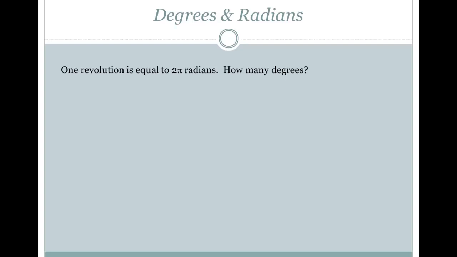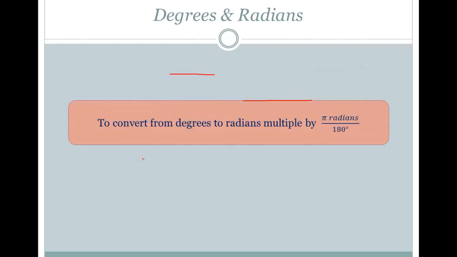Let's talk about converting from radians to degrees. You should understand that 1 revolution is 2 pi radians, and that's 360 degrees. I can use that fact to say that pi radians is equal to 180 degrees, and use this to convert between radians and degrees. If I want to convert from degrees to radians, I multiply by pi radians over 180 degrees. This is a multiplying factor equal to 1, because pi radians and 180 degrees are exactly the same.